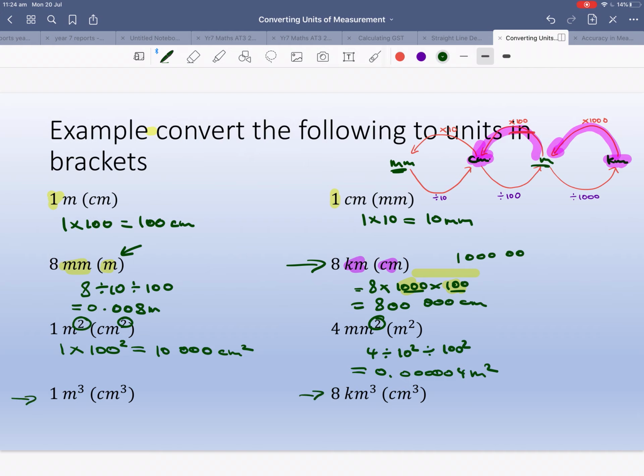All right, let's see if you can do the last two cube ones. I'm going to quickly do it in my calculator. I'm not going to explain it because it's the same sort of thing. And I'm just going to write it down. Good luck. Just remember, cubed is something else. And then from kilometers to centimeters, let's see if you know what I'm doing.